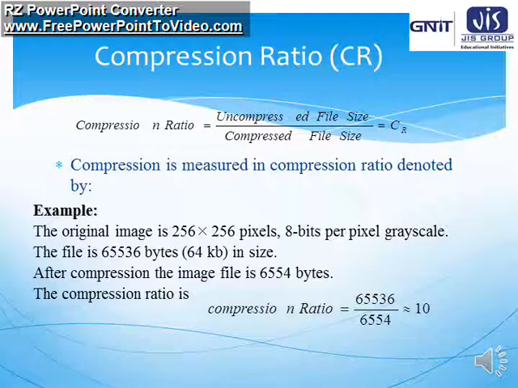As an example, consider an original image of size 256 multiplied by 256 pixels, an 8 bits per pixel grayscale image. So the file size is 65536 bytes, that means 64 KB in size. After compression, the image file is 6554 bytes. So the compression ratio is given by N equals 65536 divided by 6554, so the compression ratio here is about 10.